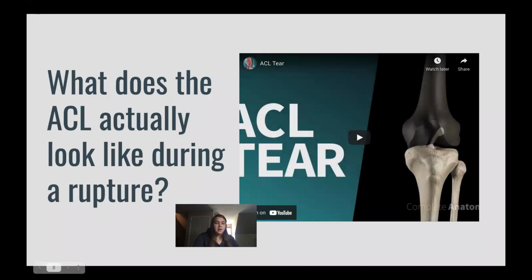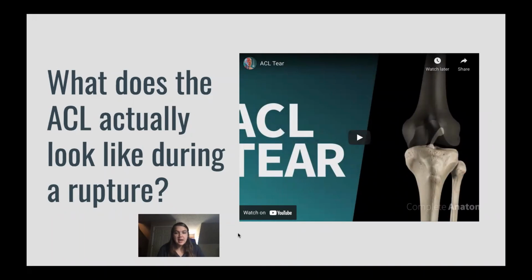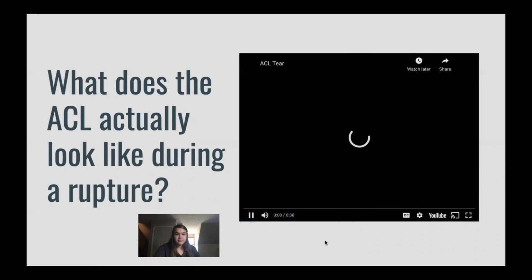So again, I can sit here and describe to you what it looks like all day, but I put this short 30-second video in there just so you can see what actually happens to the ligament during a rupture.